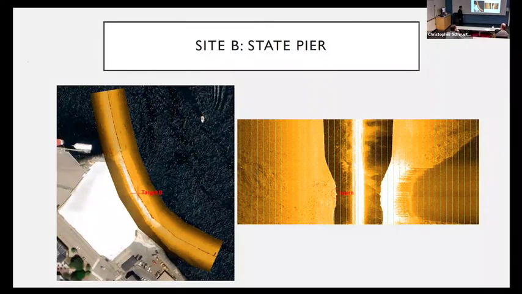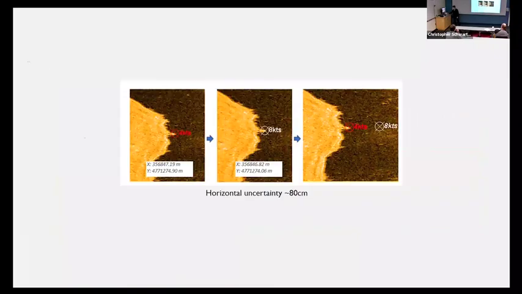So I did this again with a target found by the state pier. And here are the resulting side scan records. Once again, we get the position of this target nicely co-registered in the record with horizontal uncertainty on the order of 80 centimeters here. However, almost all of that is once again comprised in the across track direction.